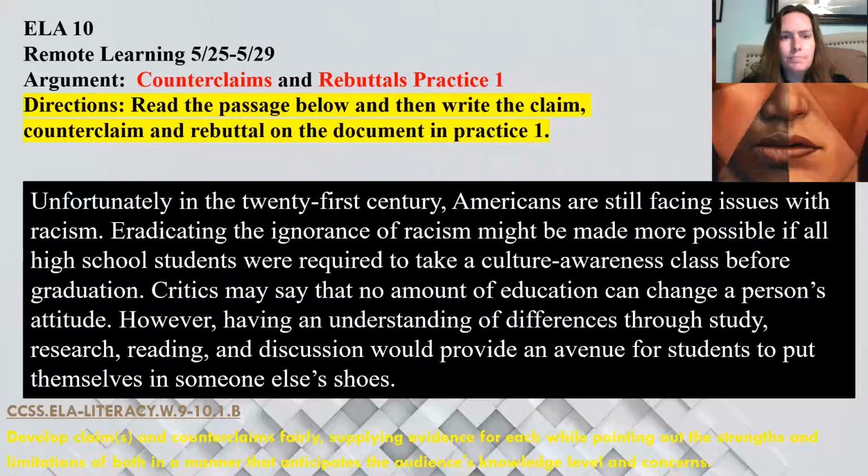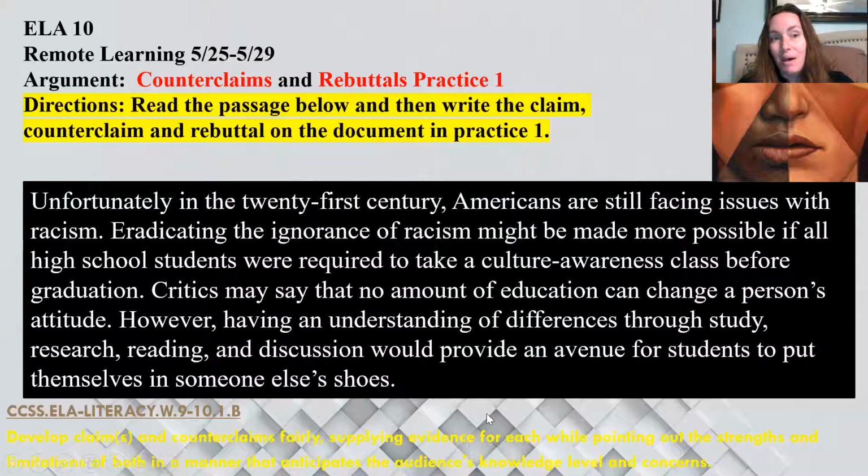All right, so it says, unfortunately, in the 21st century, Americans are still facing issues with racism. Eradicating the ignorance of racism might be made more possible if all high school students were required to take a culture awareness class before graduation. Critics may say that no amount of education can change a person's attitude. However, having an understanding of differences through study, research, reading, and discussion would provide an avenue for students to put themselves in someone else's shoes.